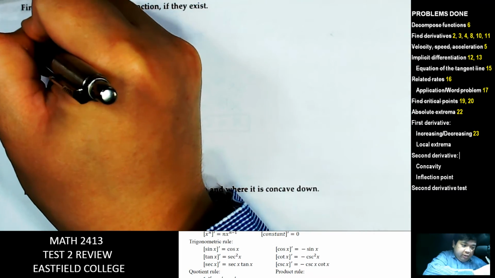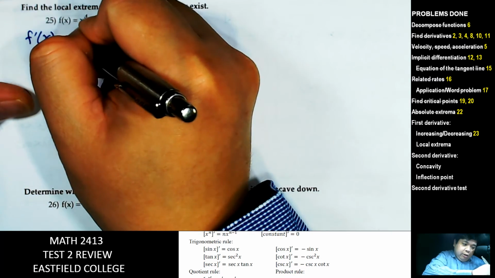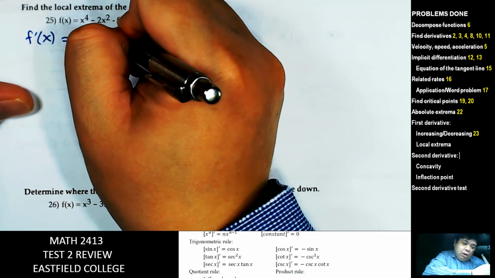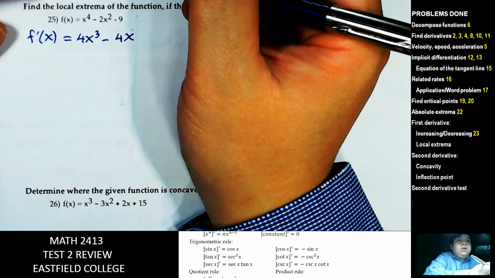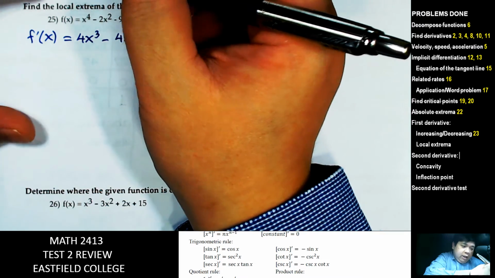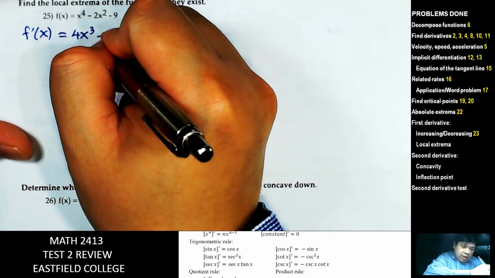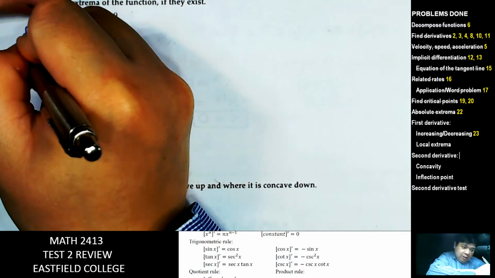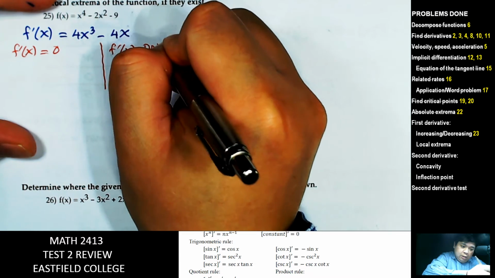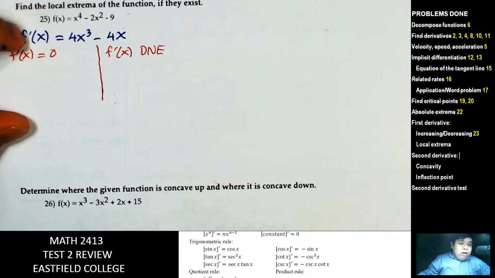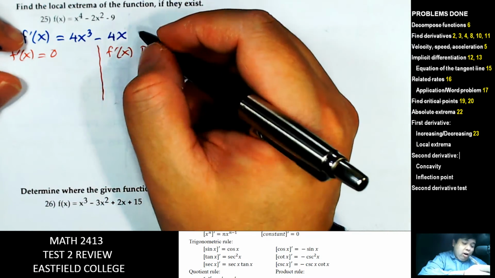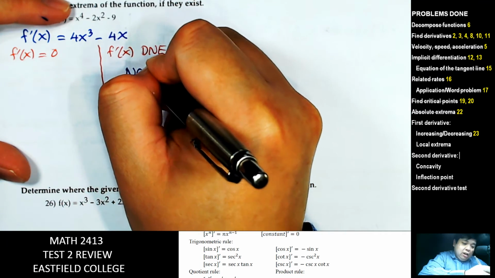So we take the first derivative: 4x cubed minus 4x. And we do two things: set it equal to 0, and find where it does not exist. Except on this one, it is a polynomial. A polynomial is continuous everywhere, so it is defined everywhere. So we do not have anything here.